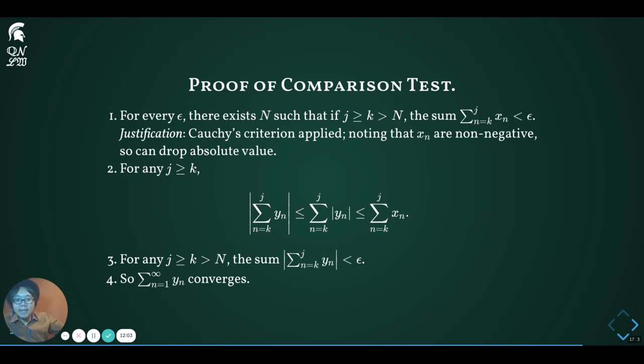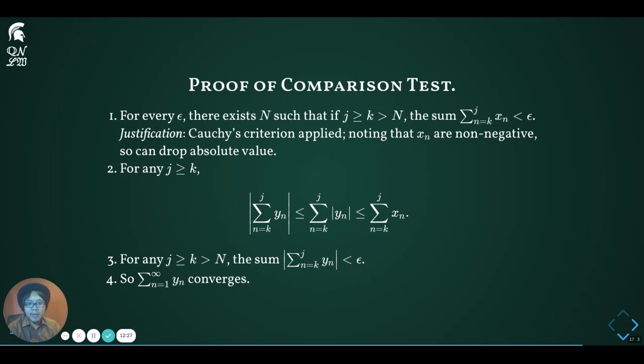And so, we have found that given an epsilon, the capital N that demonstrates the Cauchy property for the series sum of x also works as the capital N that demonstrates the Cauchy property for the series sum of y. And this shows that the series of y satisfies the Cauchy property and the infinite series converges.